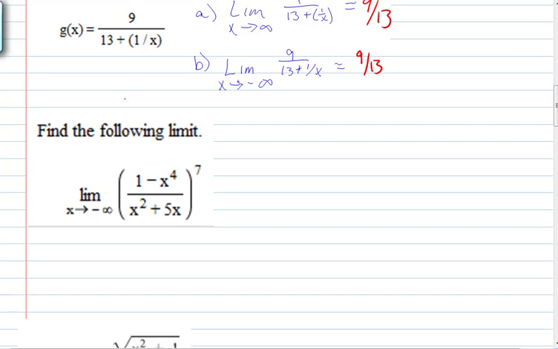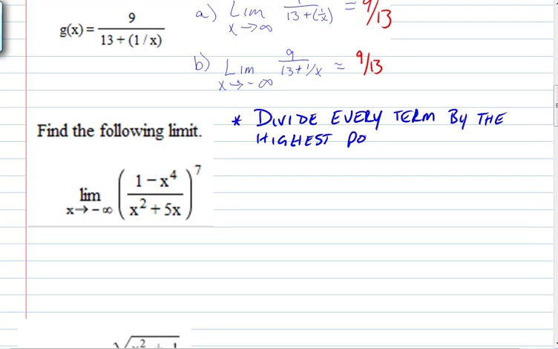So here's your out. When you see something like this, and it works only if you're looking at the limit as x goes off to either infinity or negative infinity, what you want to do to manipulate this argument is divide every term by the highest power of x in the denominator.